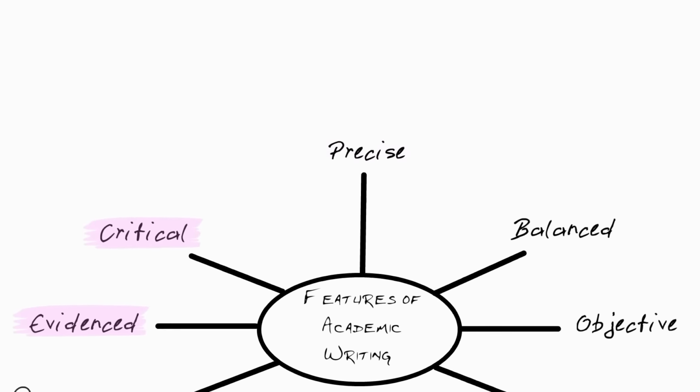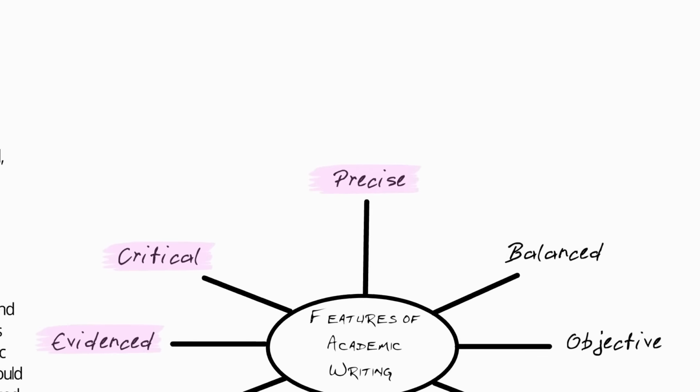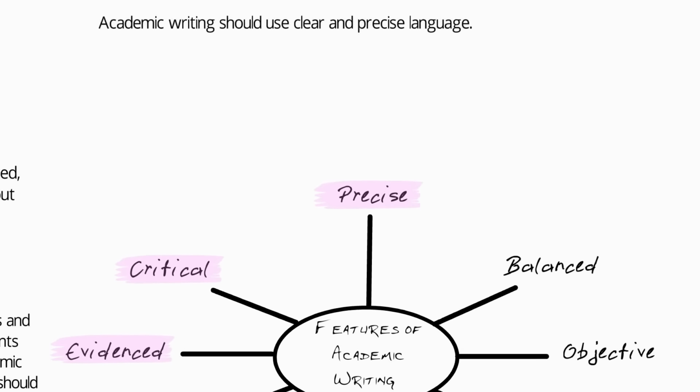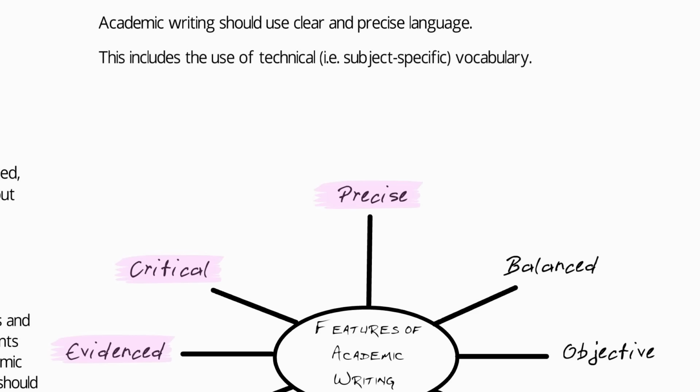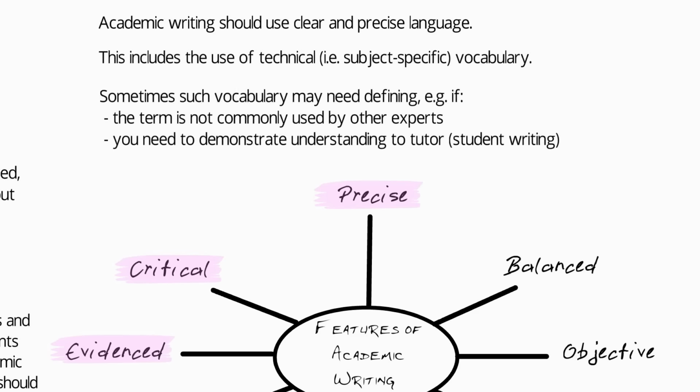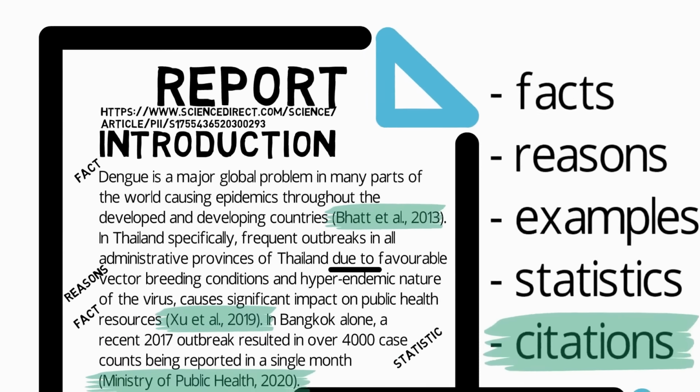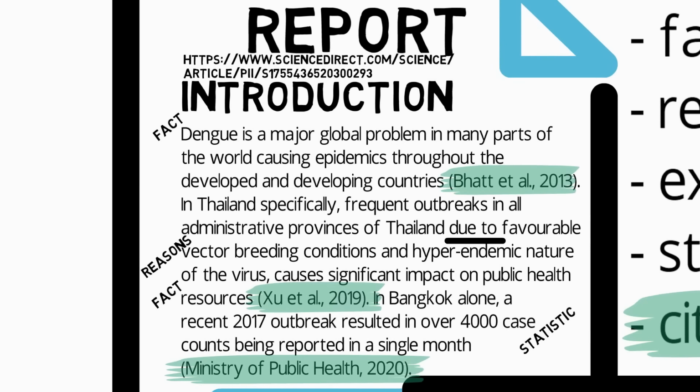The next feature is precise. Academic writing should use clear and precise language. This will enable the reader to follow the ideas more easily. So this includes the use of technical, in other words, subject-specific vocabulary. Sometimes such vocabulary may need defining, for example if the term is not commonly used by other experts, or if you need to demonstrate understanding to your tutor, so that's for student academic writing.